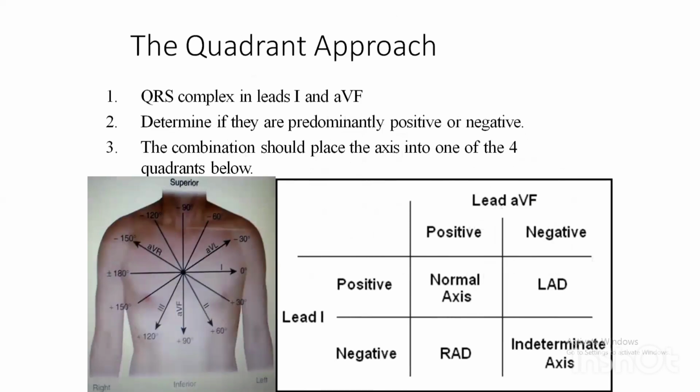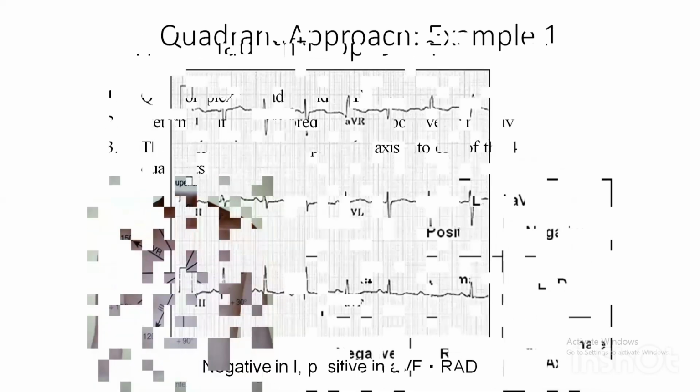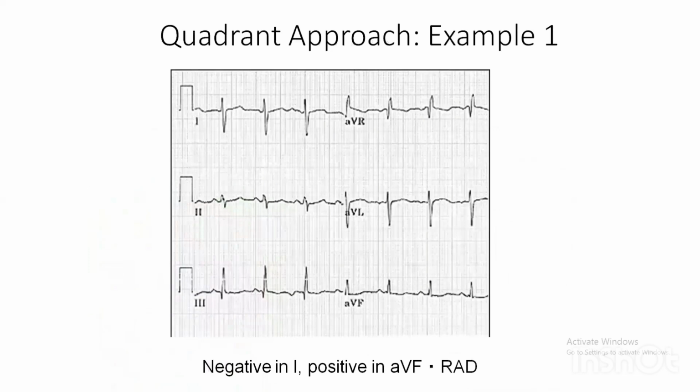So the quadrant approach means if in lead 1 it is positive and in lead AVF it is negative, we call it left axis. If lead 1 is negative and AVF is positive, we call it right axis. Here you can see the S wave is mostly negative in lead 1, and in AVF it is more towards positive.